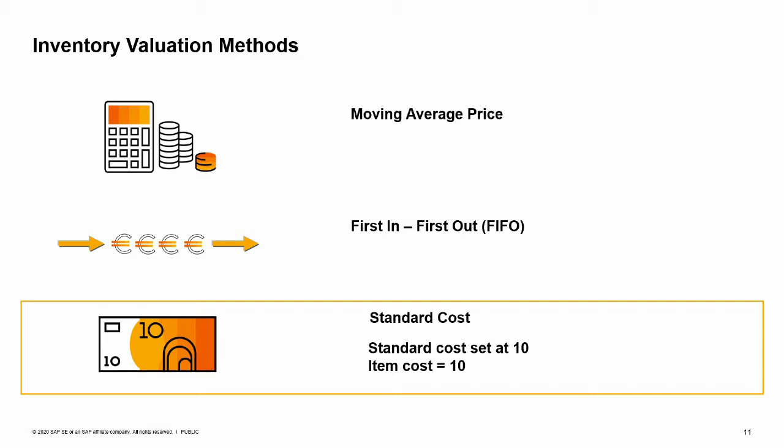If you buy this item for 11, the difference of 1 is posted to a variance account, and the item cost remains at 10. It is possible to adjust a standard cost item's cost through inventory revaluation on a periodic basis. An example of a standard cost item might be a service.